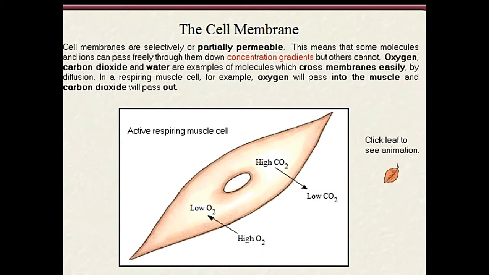Cell membranes are selectively or partially permeable. This means that some molecules and ions can pass freely through them down concentration gradients, but others cannot. Oxygen, carbon dioxide, and water are examples of molecules which cross membranes easily by diffusion. In a respiring muscle cell, for example, oxygen will pass into the muscle and carbon dioxide will pass out.